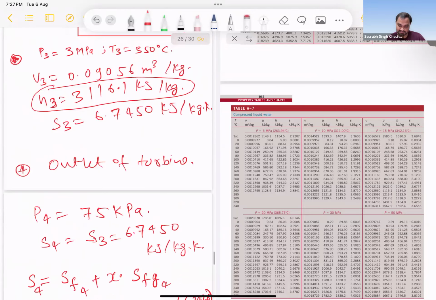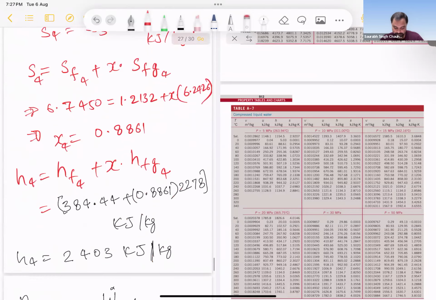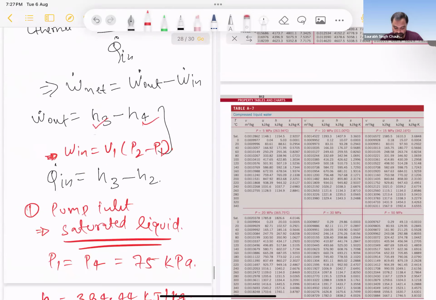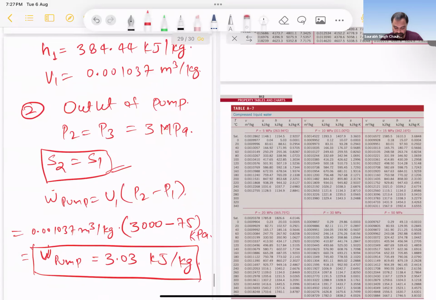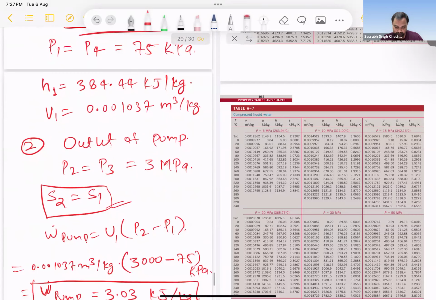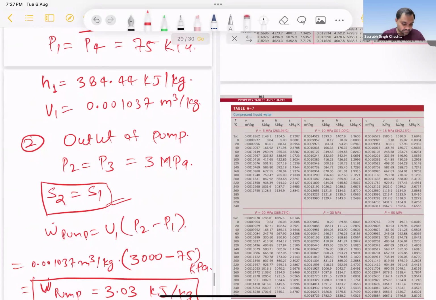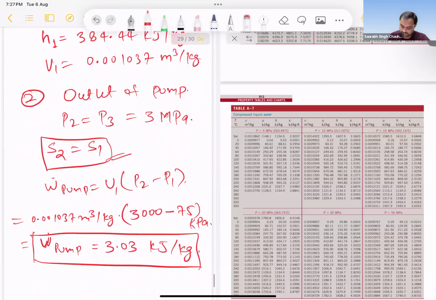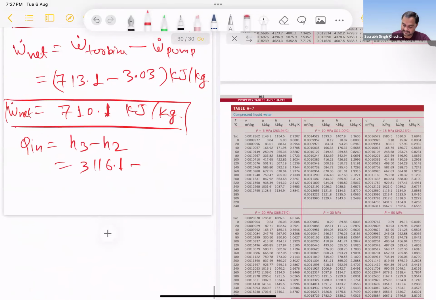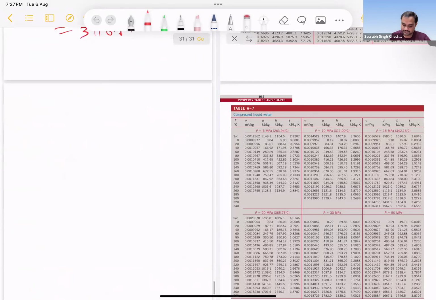We had calculated H2, where it is. Okay, H2 we have not calculated. Let us first calculate H2. H2 is basically enthalpy at pump outlet, so that will be equal to enthalpy at pump inlet plus work input of pump.